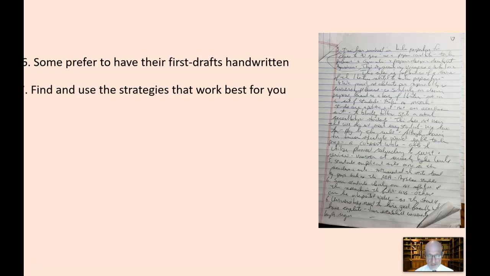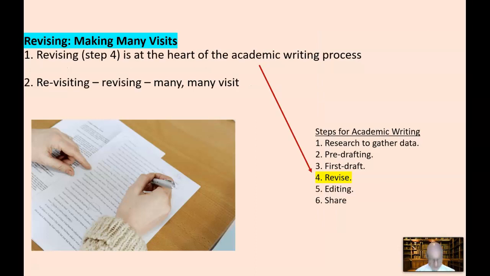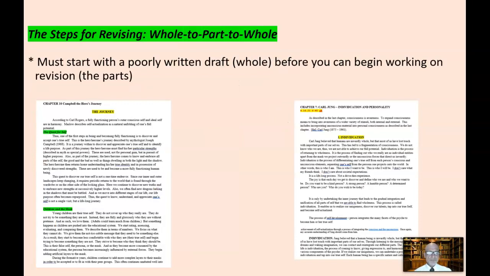There's no single strategy that works best for all people all the time. So let's take a look at the revision process. You've got your garbage, it's on the page, you've done step 3. Now we'll do step 4. This is the heart of the academic writing process. You are revisiting, re-seeing, reviewing many times, many visits. During the process, you will need to make many visits back to your writing. Revise. This is the heart of the academic writing process.